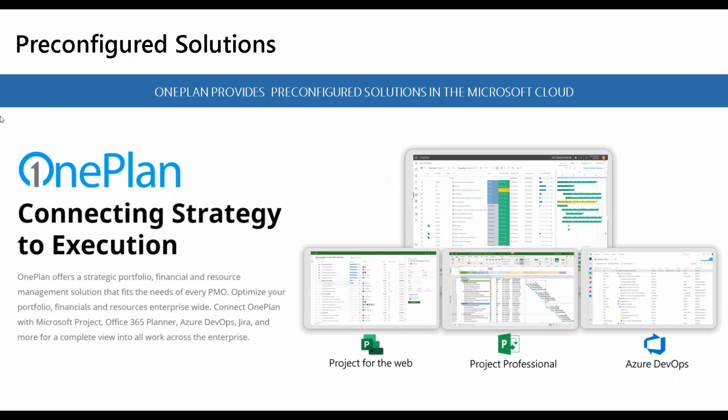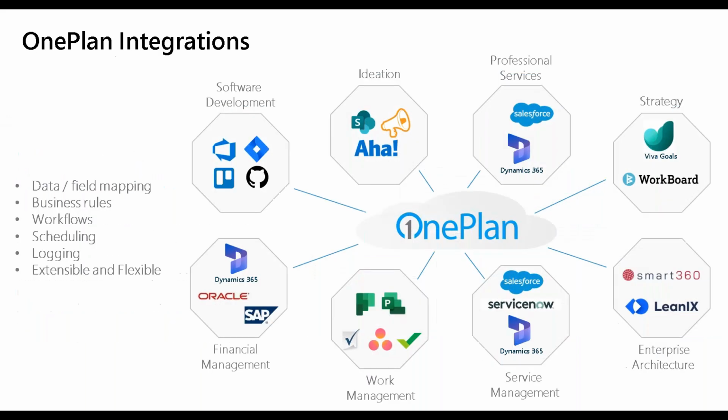So OnePlan is built for connecting strategy to execution. And again, if you're in an agile transformation, we would enable you to connect to whatever agile planning tool you have. The most predominant ones are Azure DevOps and Jira, but we have done just about every other tool that's out there to connect backlogs, your agile planning backlogs.